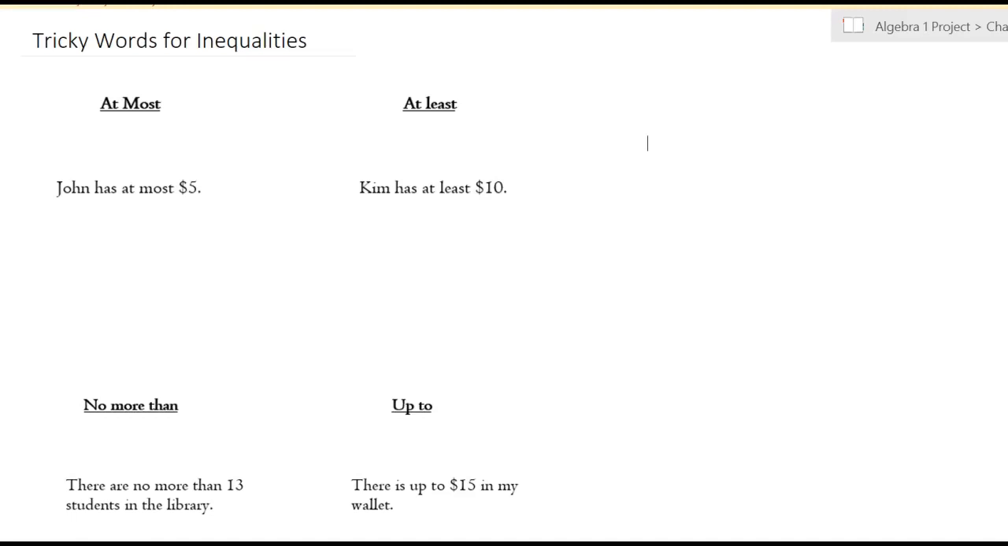Okay, so these are some small notes just to help you with some of the words that are tricky for inequalities. So "at most" is a tricky word.